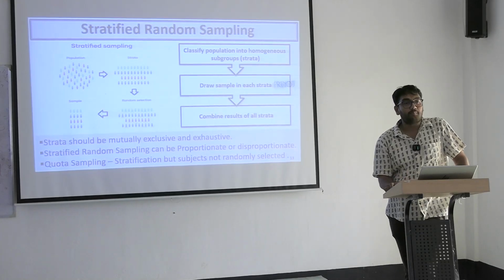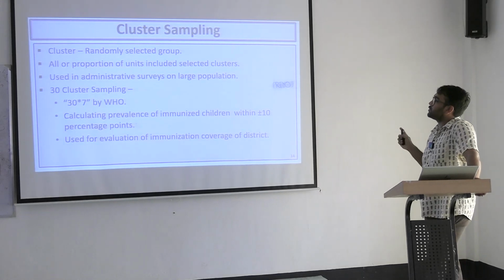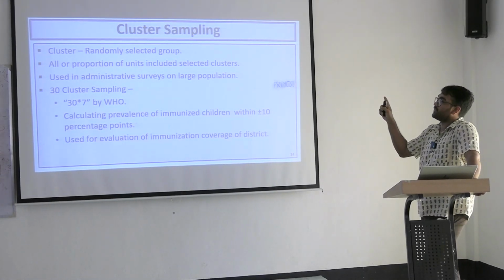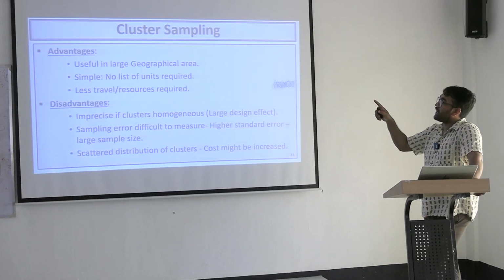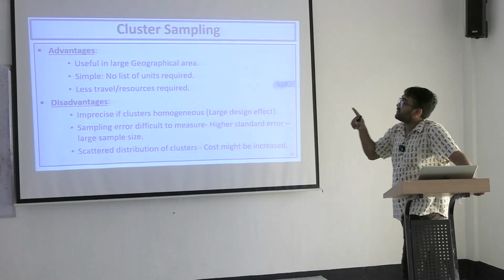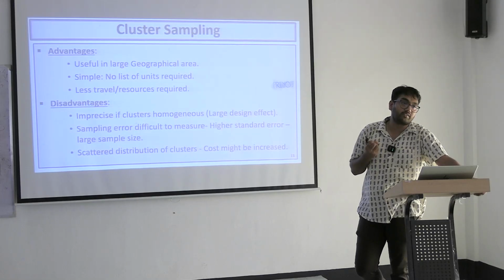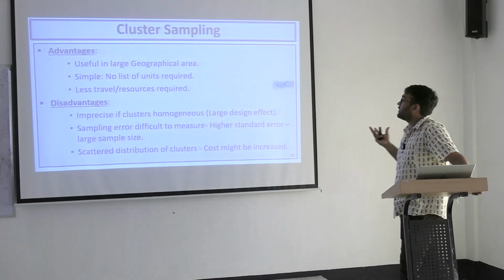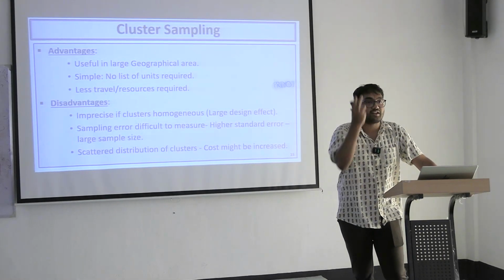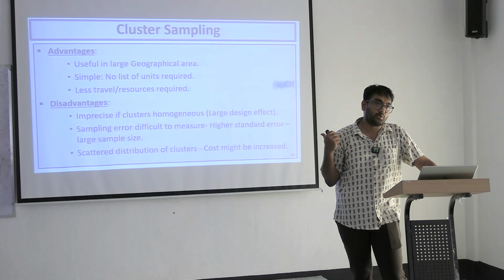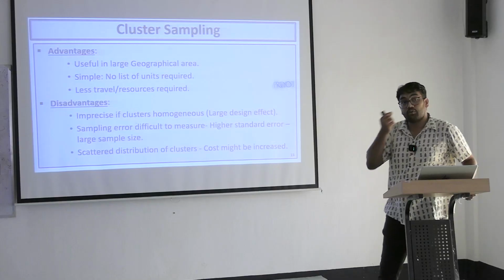So as you can see, cluster sampling is effective. So randomly selected groups, all units included in selected clusters, used in administrative surveys on large populations. ঠিক আছে, advantages: useful in large geographical areas, no list of units is required, and less travel or resources. If I can select a few clusters, I need to travel less. Disadvantages: imprecise if clusters are homogeneous. Means if people within the cluster are homogeneous, then it is not a good method. ঠিক আছে, sampling error is difficult to measure, and with scattered distribution of clusters, the cost might again increase.